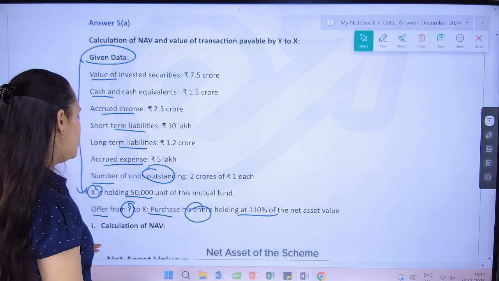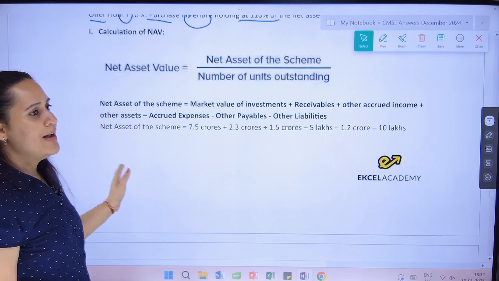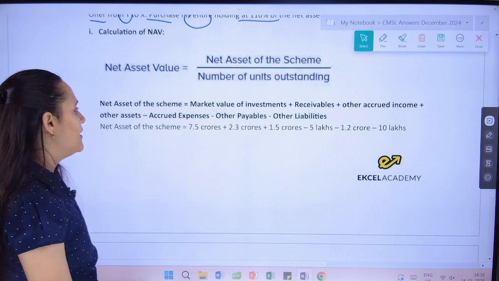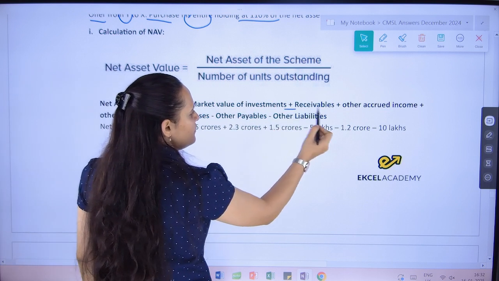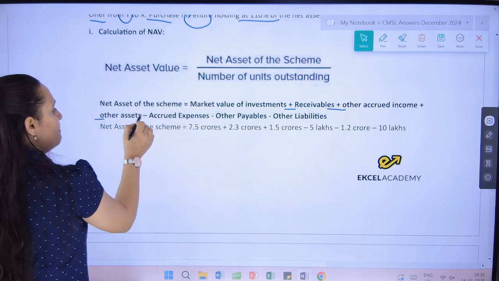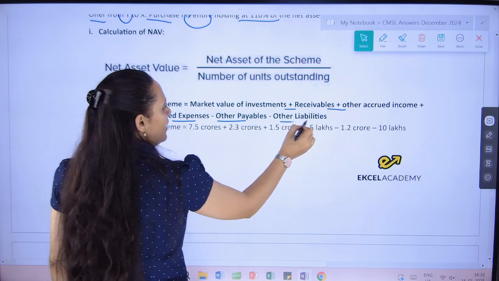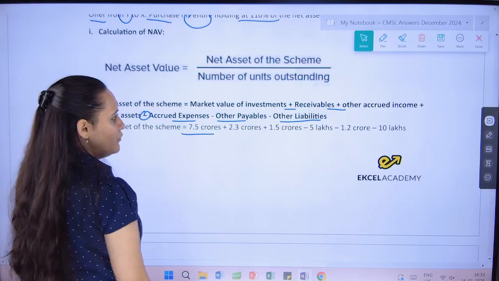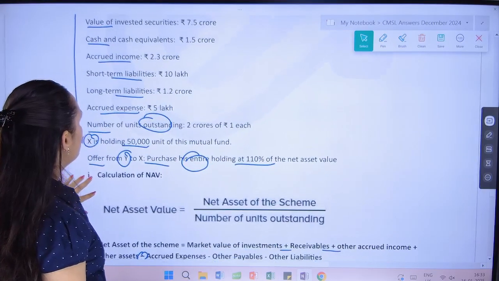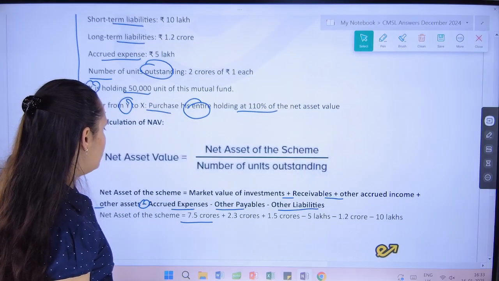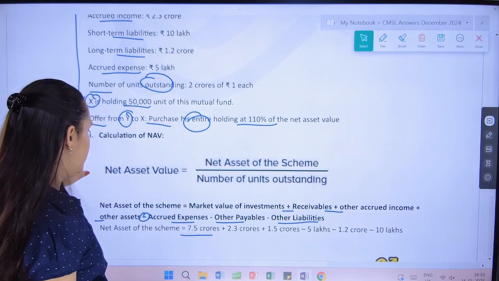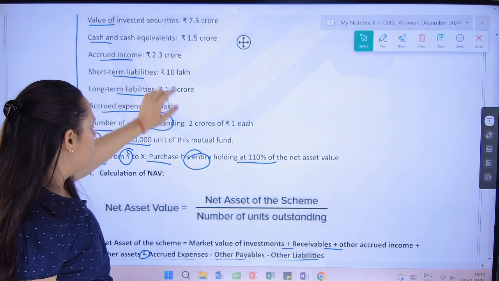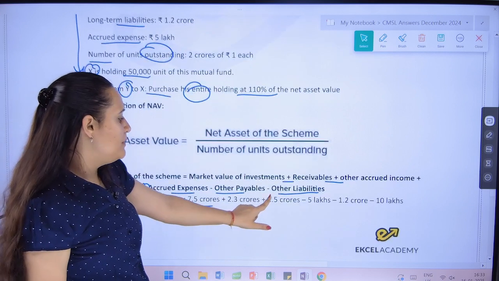So now let's see the calculation of net asset value is a direct formula. Net asset value is the net asset of the scheme divided by outstanding units. But for the net asset of the scheme, you have a formula, that is market value of all your investment plus the receivable plus the accrued income plus the other assets minus the accrued expenses and other payables and other liabilities. So based on the data, the value of investment was 7.5 crores. We had cash 1.5, right? That is other income, other assets that comes under cash. You have no other income. You have accrued income, so 2.3, so 7.5 plus 2.3 plus 1.5.